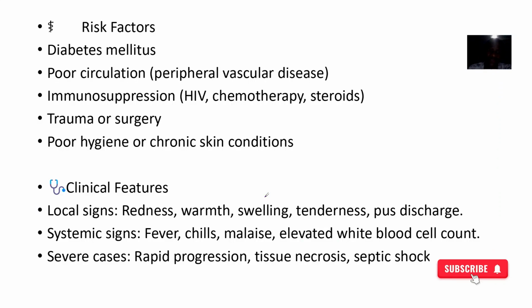So generally, risk factors could be that the person has diabetes or a poor blood circulation, and the person is immunosuppressed. Your immune system is weak. Maybe there's trauma or surgery or a poor hygiene.